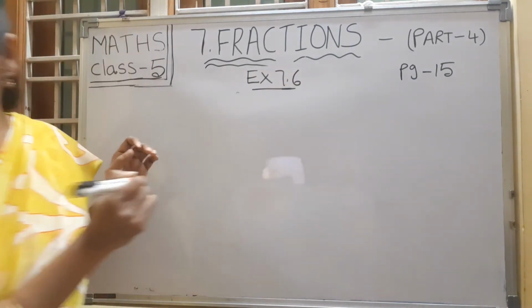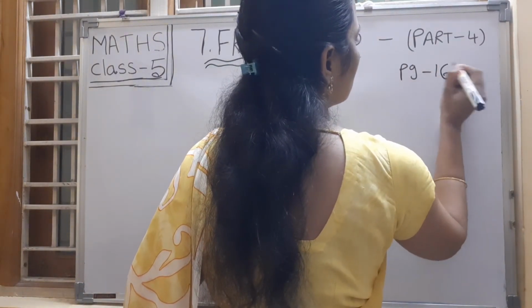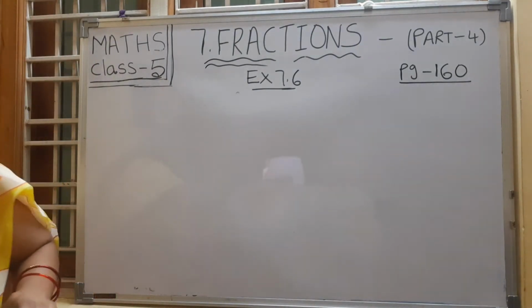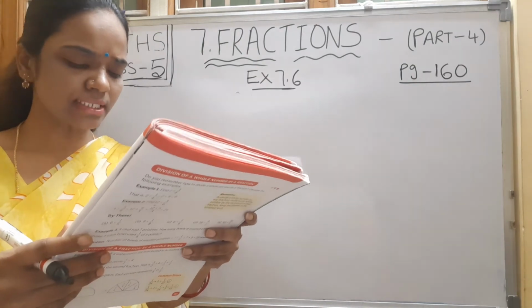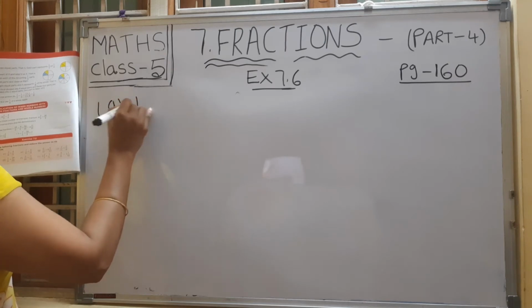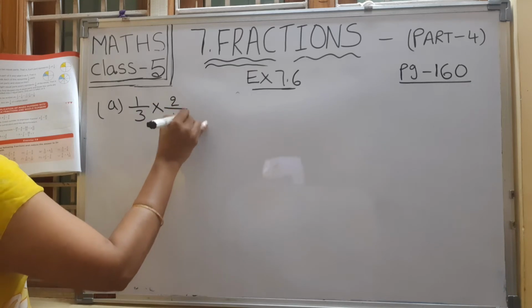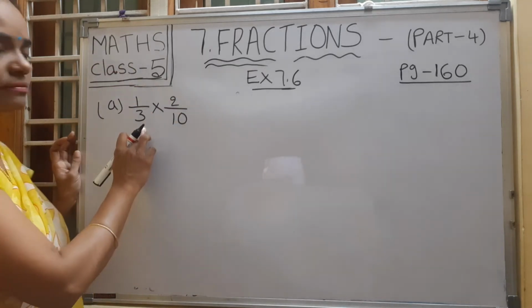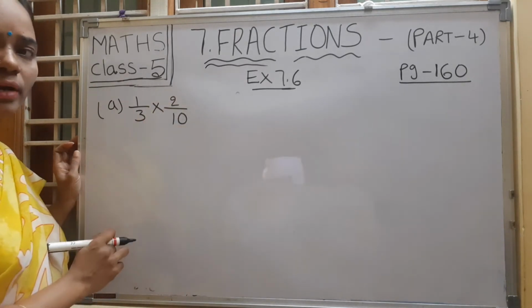Number 6 from page number 160. Multiply the following fractions and reduce the answer to its simplest form. 1 by 3 into 2 by 10. Okay children? Yes. So here multiplication of a fraction by a fraction. 1 by 3 into 2 by 10.